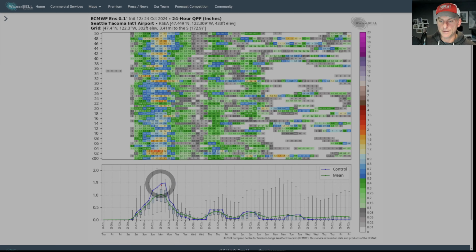The blue line, again, is the control run. That's the bottom one here. Those are the initial conditions of the atmosphere, best we understand them. And the green line is the ensemble mean, the average of all 50 ensemble members. And again, the blue boxes here show the 75th and the 25th percentile of each of these individual ensemble members. Hopefully that makes sense. If not, I'm going to keep showing you guys examples and hopefully it starts to click.